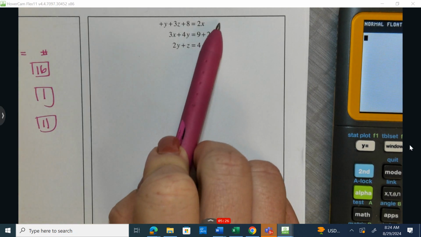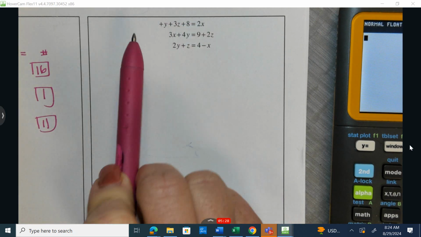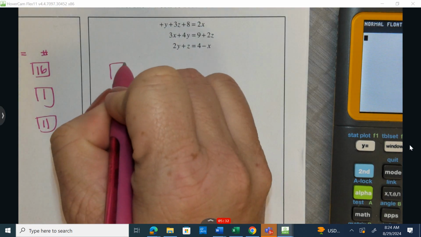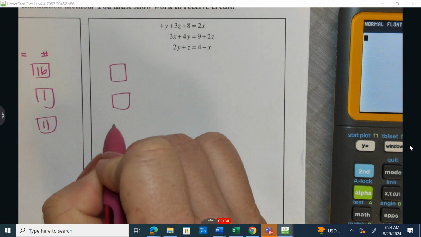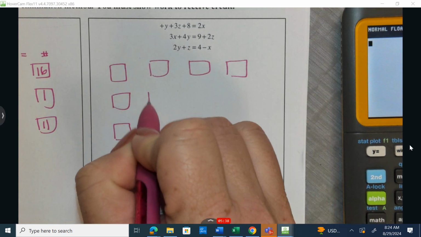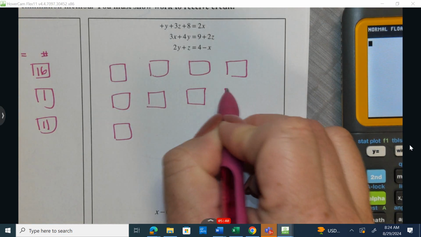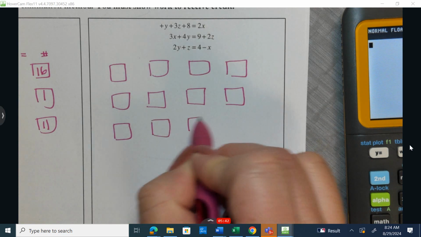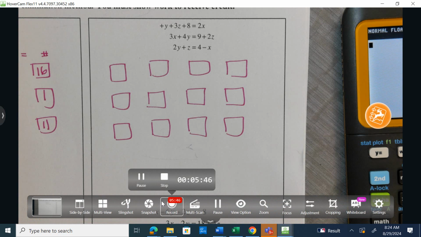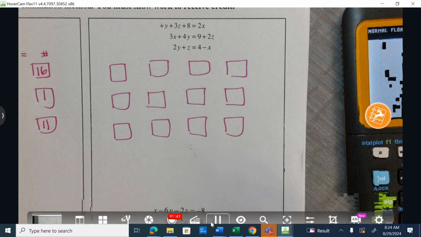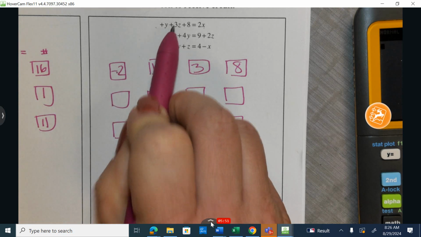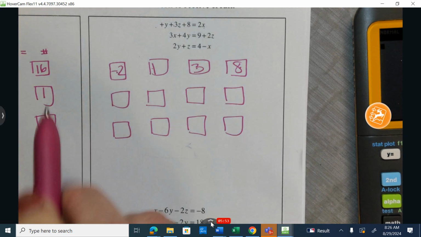The first thing I ask myself is how many unique variables do we see? Okay, I see an x, a y, and a z. So I'm going to do 3 boxes going down, and then I know there will be 4 going across. So I'm going to place in the coefficients, moving x to the opposite side makes it a -2x, a 1 and a 3 for the coefficients, and 8.